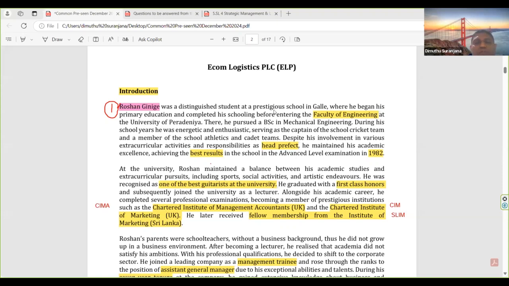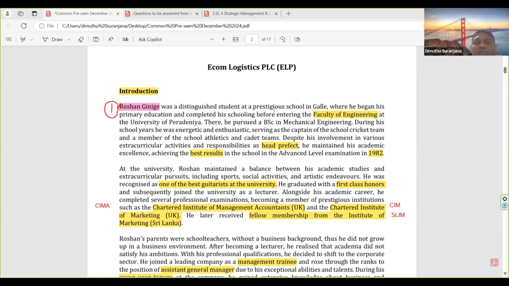During his school years, he was energetic and enthusiastic, serving as the captain of the school cricket team and a member of the school athletic and cadet team. That means he was involved in some sports also, no?